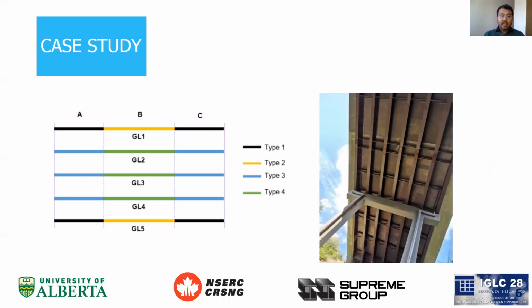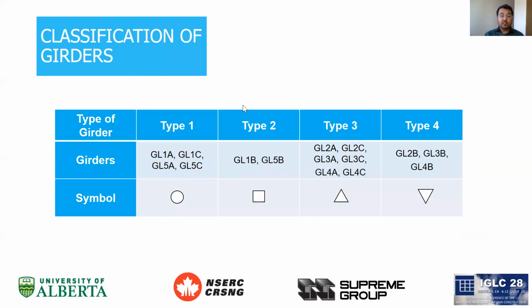For our case study, we took the scenario of a steel girder fabrication shop located near Edmonton, Alberta. You can see the girder configuration here. Our model has been developed based on these configurations, and there are 15 girders which make up 5 girder lines. You can see that there are 4 different types of girders defined in this configuration. This classification was based on the similarities of their attributes and their specifications. Different symbols have been assigned based on their types.